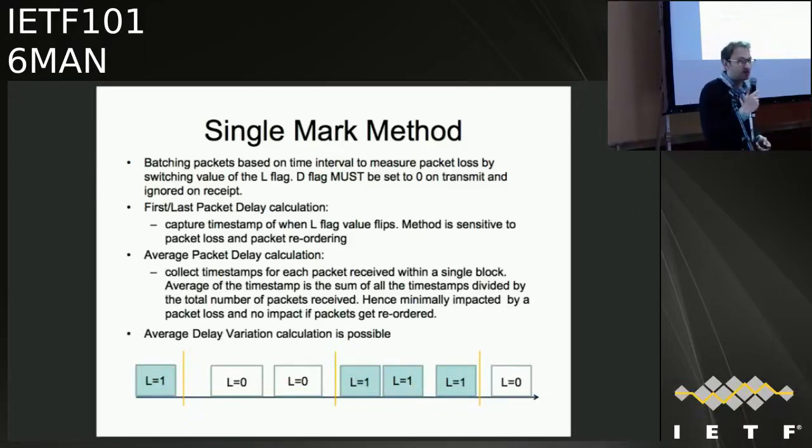There is another variation that is a little bit more complex, based on the calculation of the average timestamp. Each endpoint can calculate the average timestamp for each batch, and by comparing the 2 average timestamps between 2 endpoints, you can calculate the average delay, that is the mean delay. The same thing is applicable for delay variation.